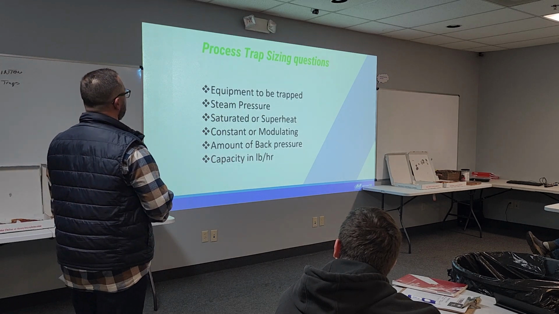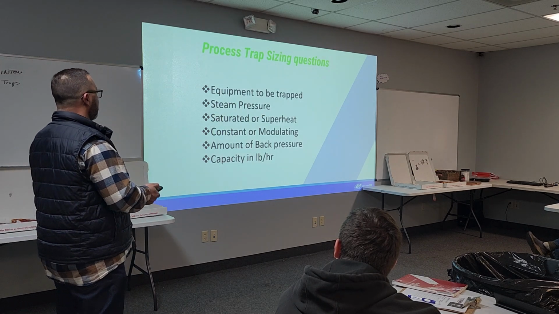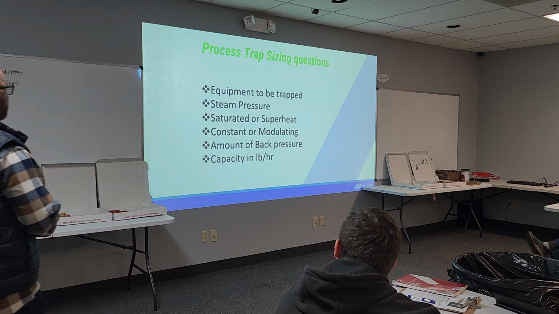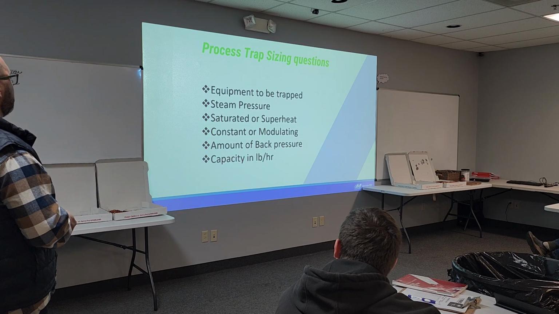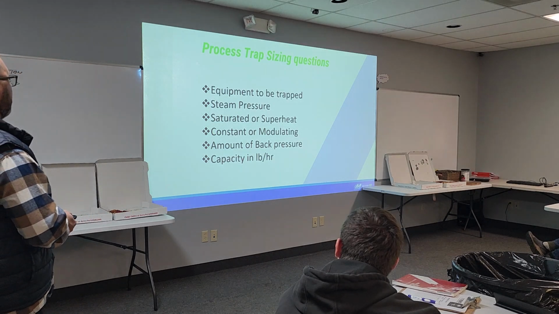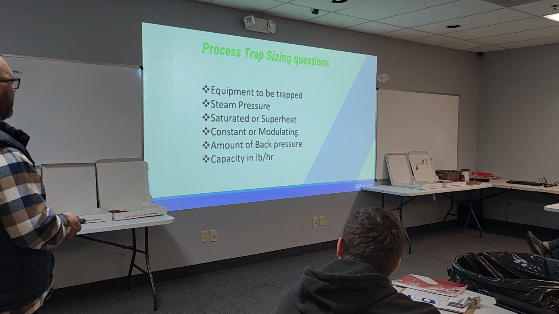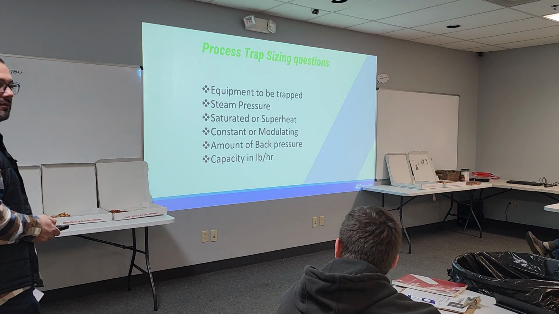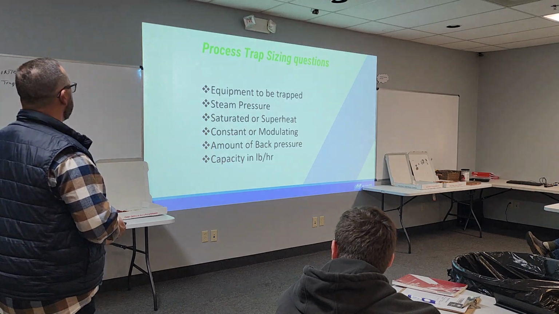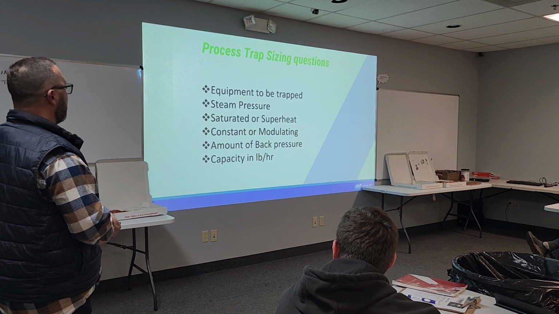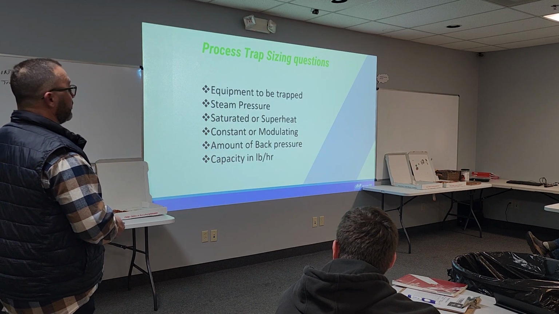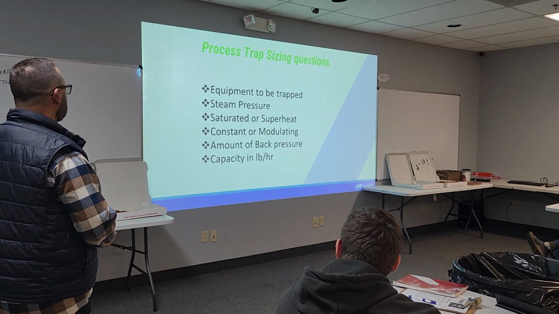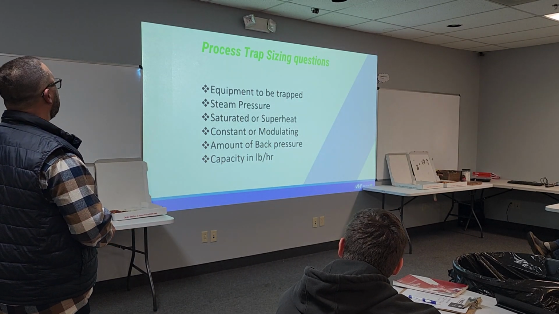Process trap sizing. Some considerations. What are you trapping? What's the equipment? What's the steam pressure? Is it saturated? Is it superheat? Again, superheat doesn't really have any moisture in it at all. I like TD traps a lot for superheat. Is it constant or modulating service? What's the back pressure? What's the capacity?